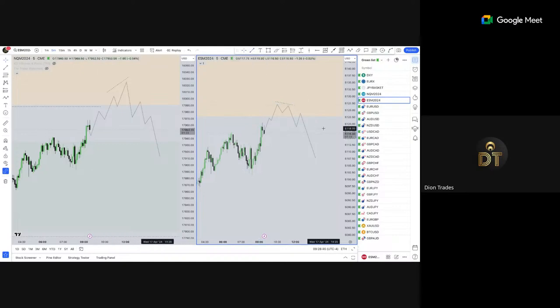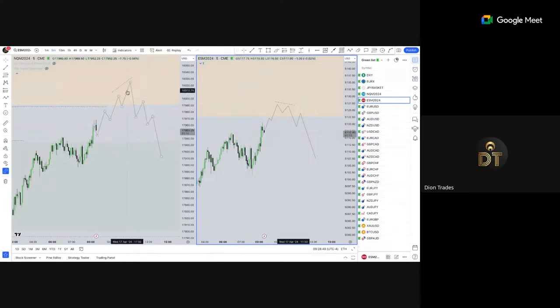Called an SMT. And in indices, it's very nice confidence to have. It indicates possible reversal. So that's where I'm waiting for a potential short. If it doesn't happen, I'm staying flat. I don't trade.